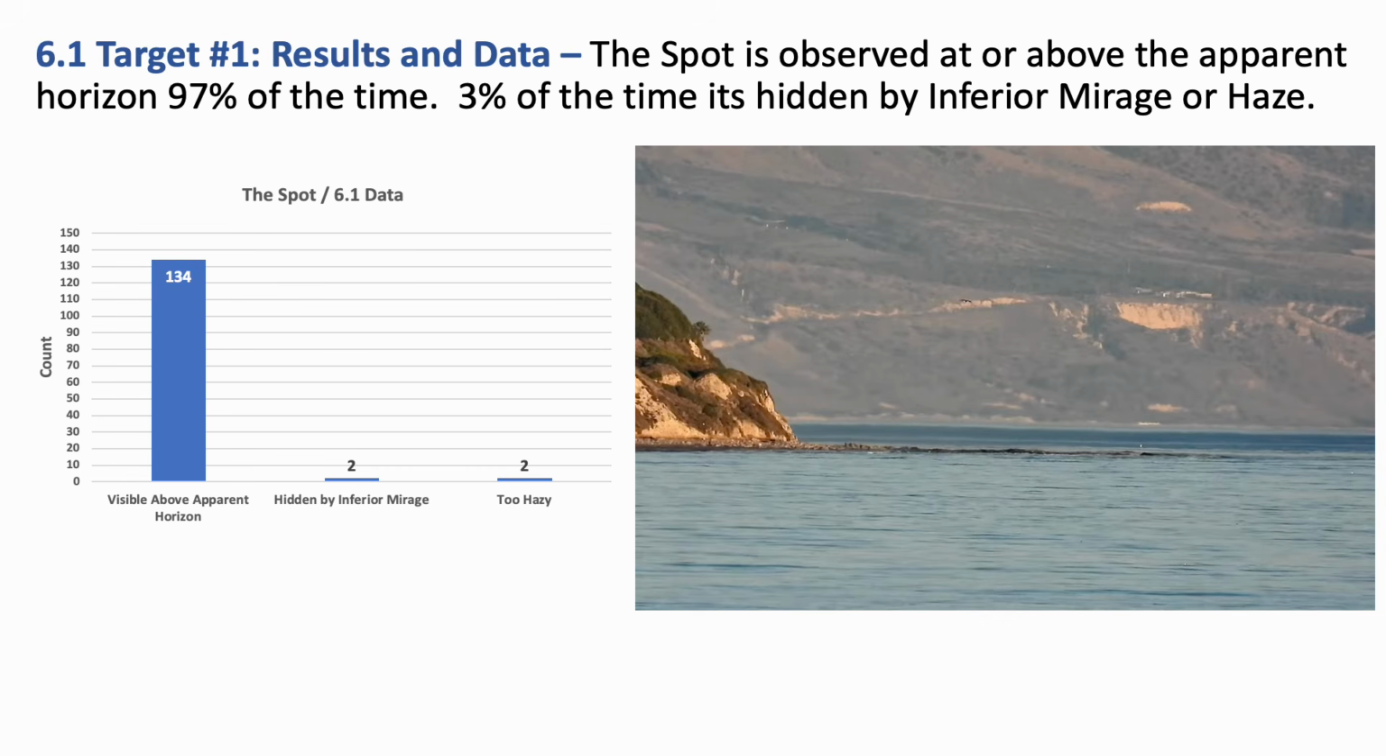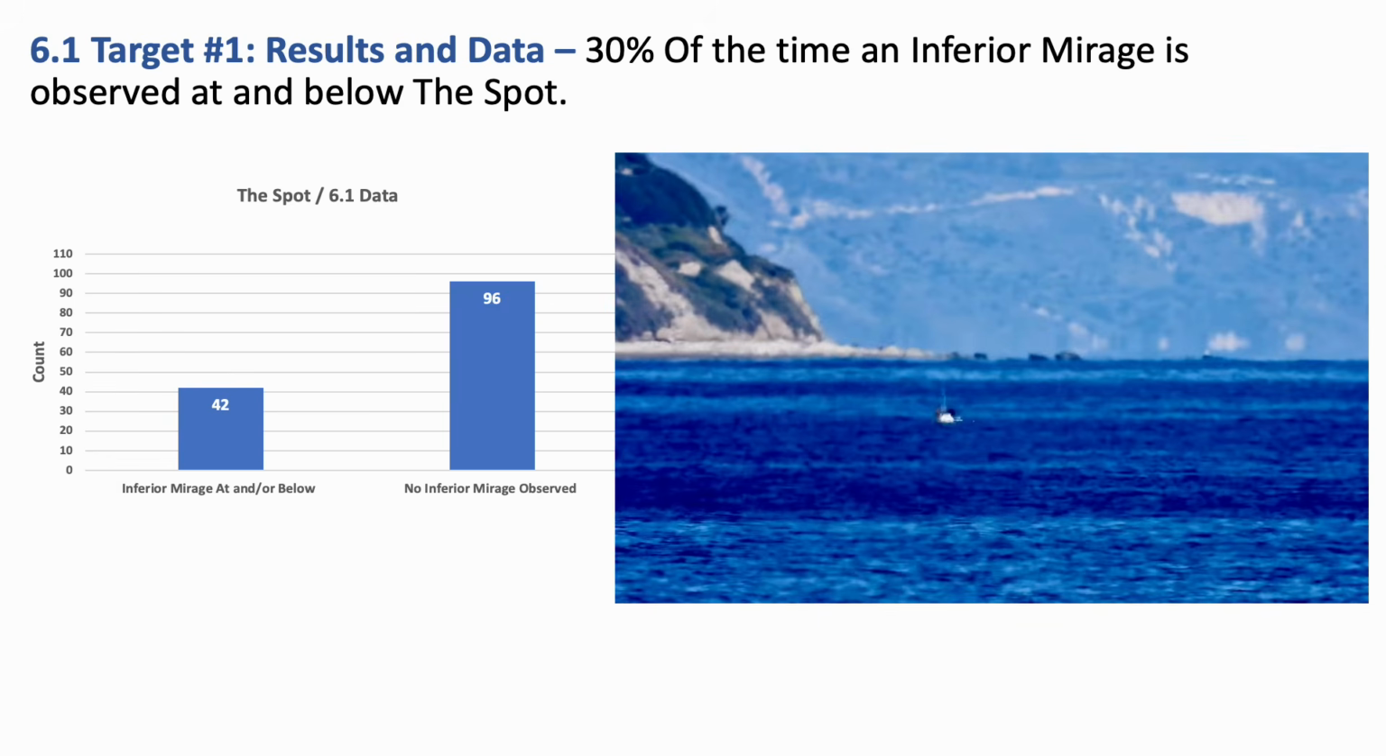So 3% of the time it's hidden by inferior mirage or haze only, never by what appears to be an actual physical horizon. This histogram summarizes the appearance of an inferior mirage at or below the spot. So you can see that 30% of the time an inferior mirage is observed at or below the spot.